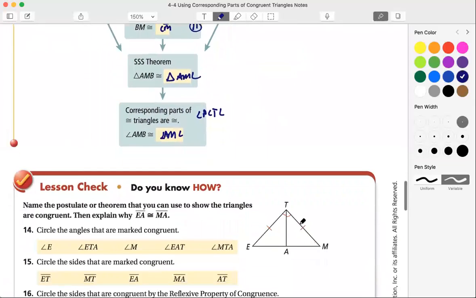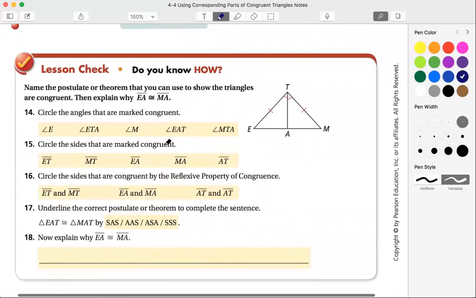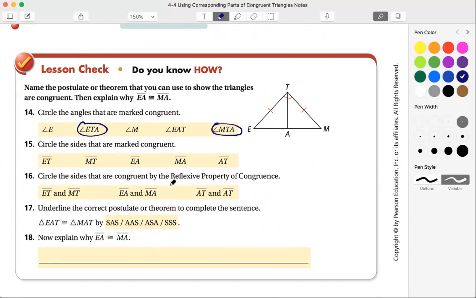All right. So here's a diagram. Name the postulate or theorem that you could use to show these 2 triangles are congruent. Then explain why EA is congruent to MA. All right, so circle the angles that are marked congruent from the figure. So angle ETA is marked congruent to MTA. Circle the sides. ET is congruent to MT. And then reflexivity, I also know AT is congruent to AT.